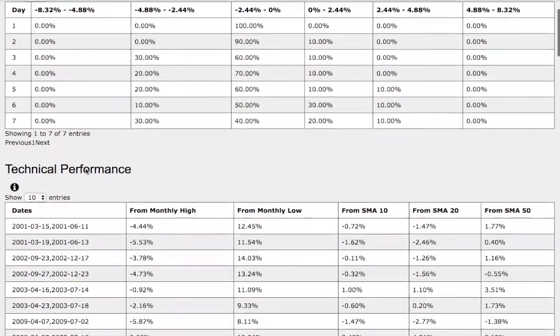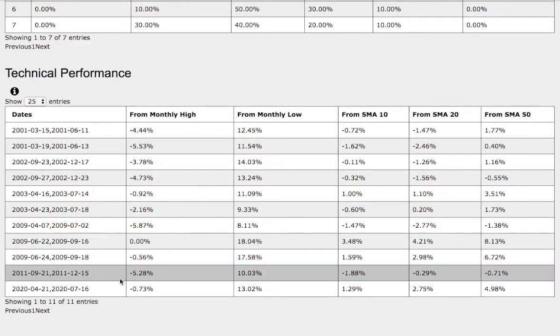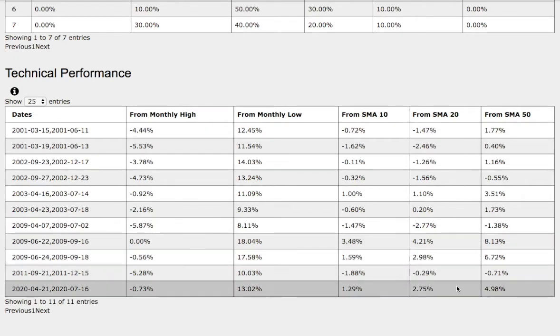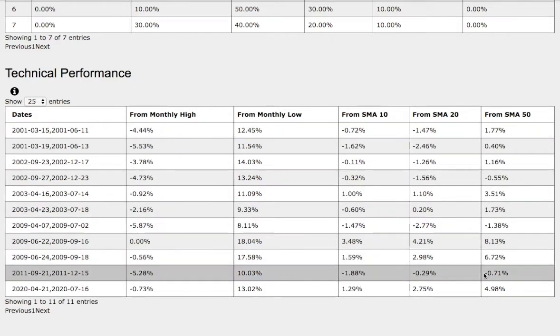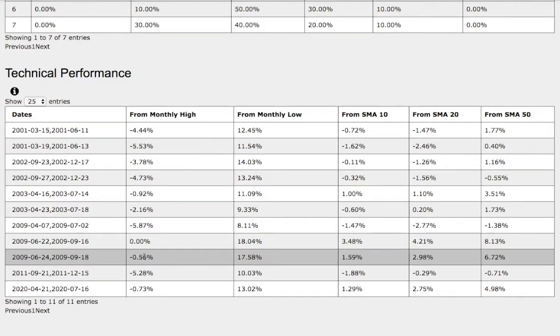So now let's examine closer the technical performance of each trend. So what we have here on the current trend, we're down 73 basis points from monthly high, up 13% from monthly low, up 1.3% from 10 simple moving average, up 2.7% from 20-day simple moving average, and up 5% from 50-day simple moving average. Compare that to the trend that we just examined.